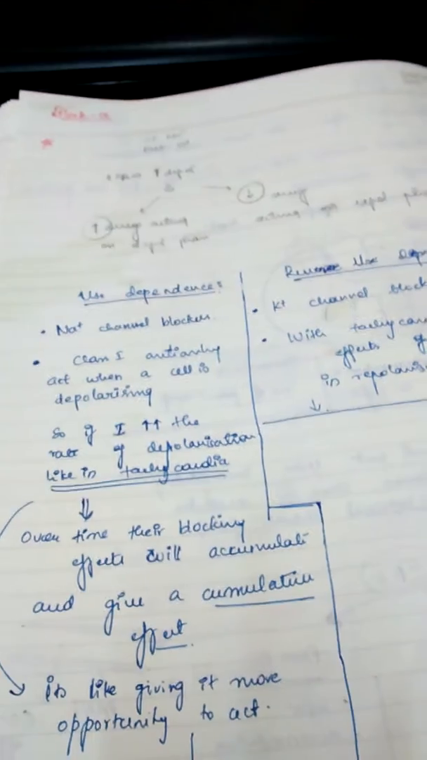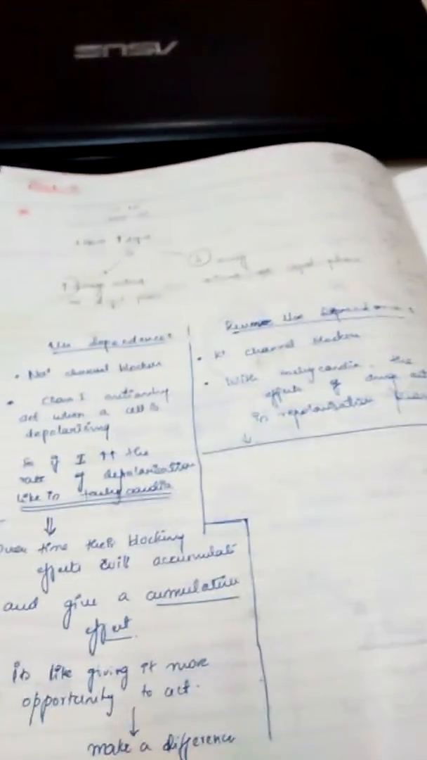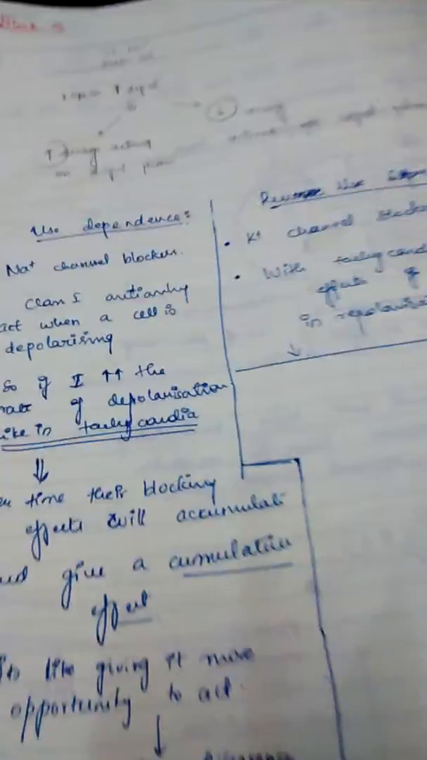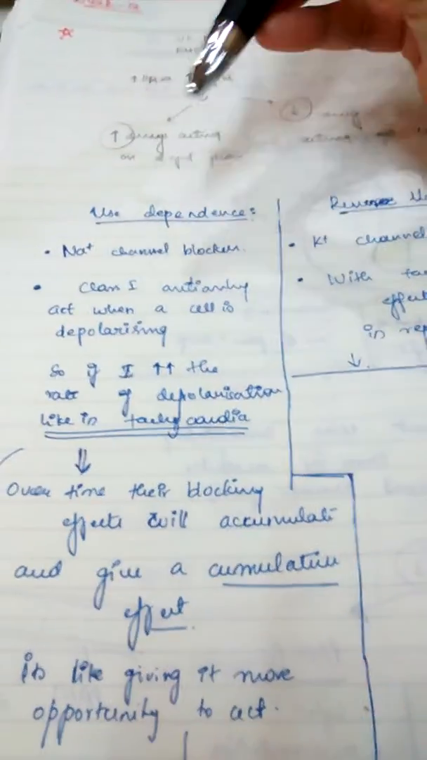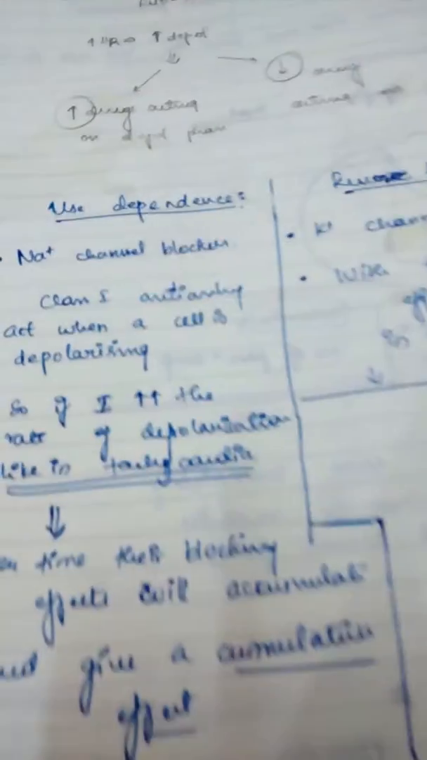So basically, use dependence and reverse use dependence are described for antiarrhythmic drugs. Here, I have written it down, and I'm just going to read it out to you because I don't know how else to do it. I'm sorry if this is amateur. This is the very first video I'm making, and I'm not good at this, so just bear with me.